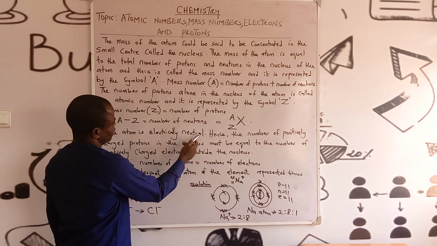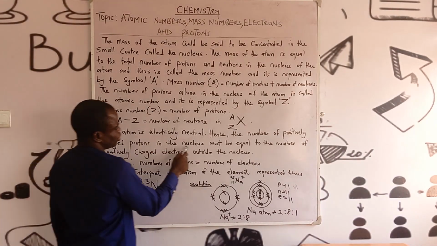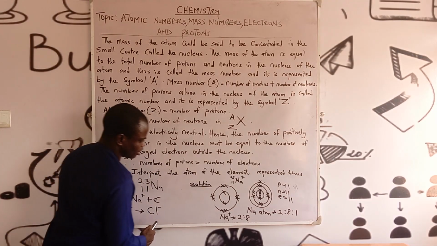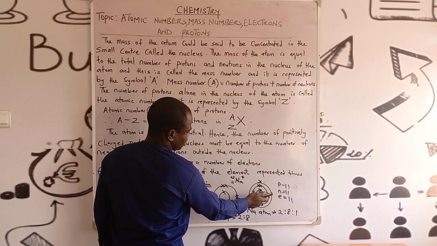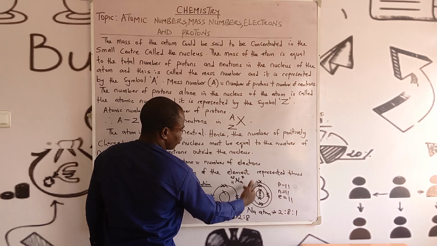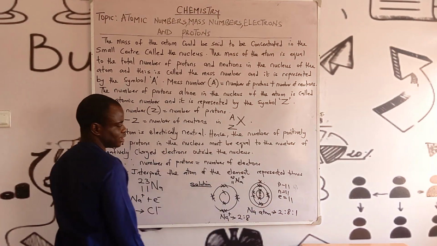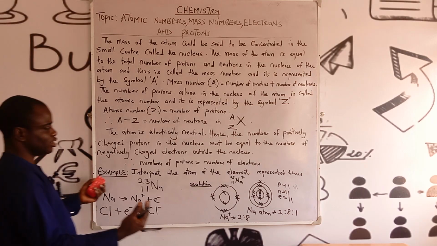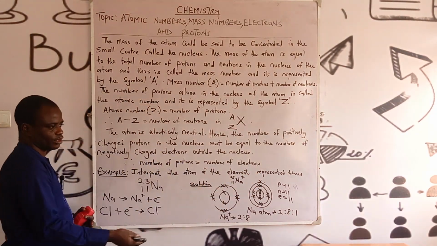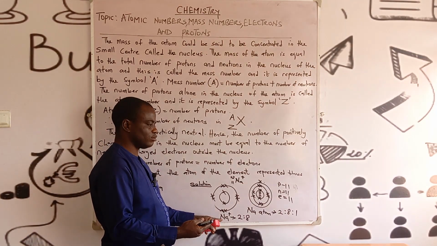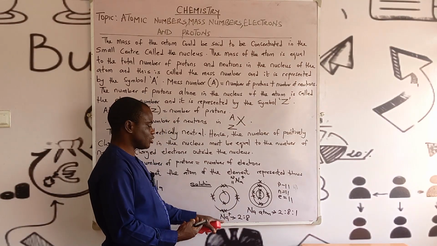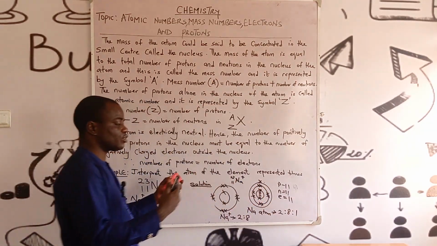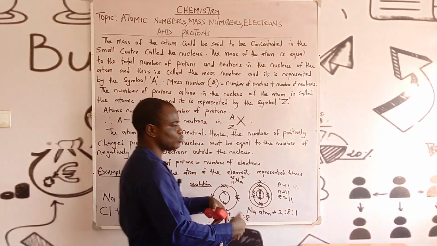The atom is electrically neutral. Hence, the number of positively charged protons in the nucleus must be equal to the number of negatively charged electrons outside the nucleus. The number of protons here is 11 in sodium, and it must be equal to the number of electrons outside the nucleus, which is 11. They are the same when they are electrically neutral. But when they are electrically charged, electrons either reduce or increase. In a metallic element like sodium, electrons reduce, but the atomic number and protons remain what they are. In chlorine, an electronegative element, the electrons increase when it becomes electrically charged.